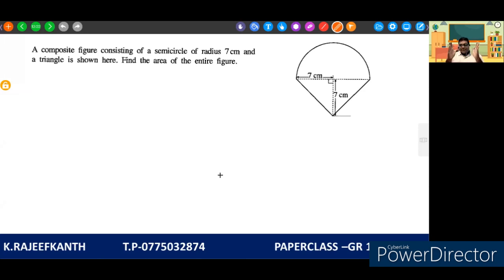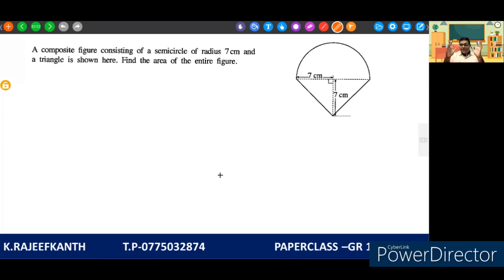So first we have to find the area of the semicircle and the area of the triangle. Then after that we can add those two areas. After adding the two areas, we can get the total area of this figure. Right? This is the composite figure. There are two figures, semicircle and triangle.